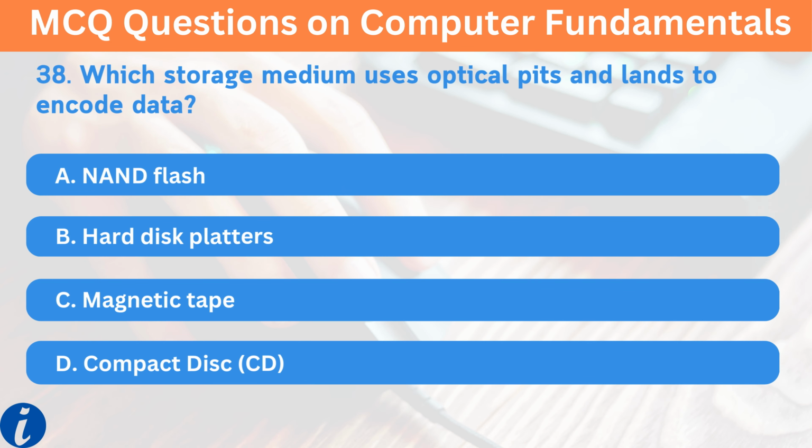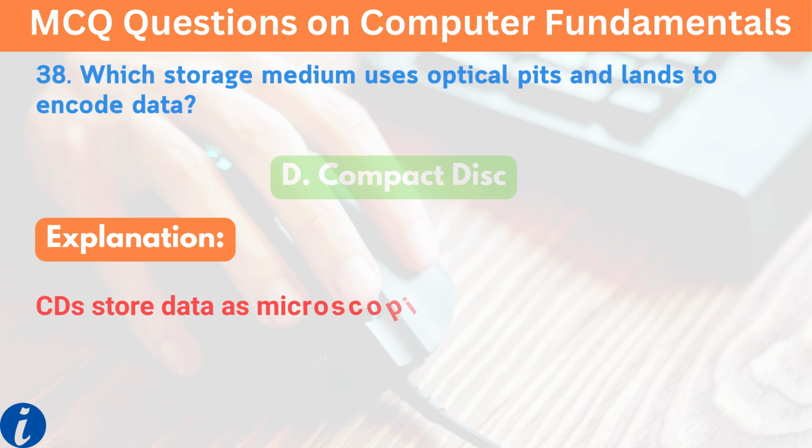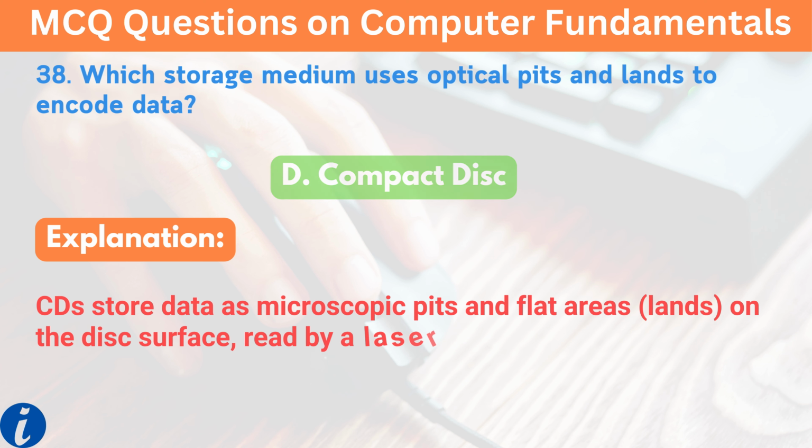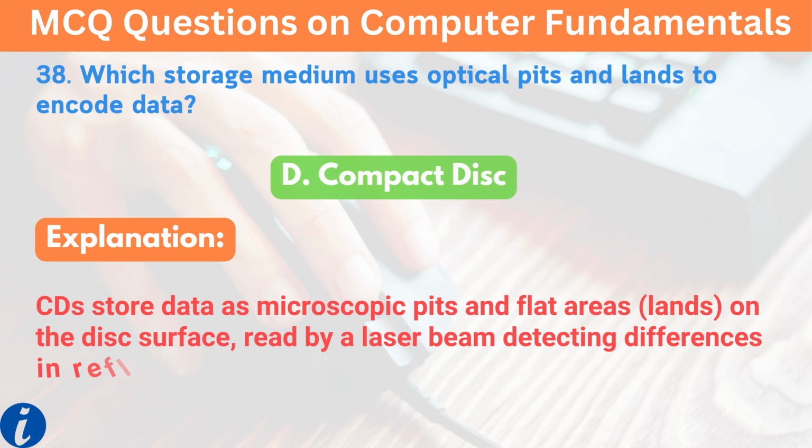38. Which storage medium uses optical pits and lands to encode data? A. NAND flash. B. Hard disk platters. C. Magnetic tape. D. Compact disc, CD. The correct answer is D. Compact disc. Explanation. CDs store data as microscopic pits and flat areas, lands, on the disk surface, read by a laser beam detecting differences in reflection.